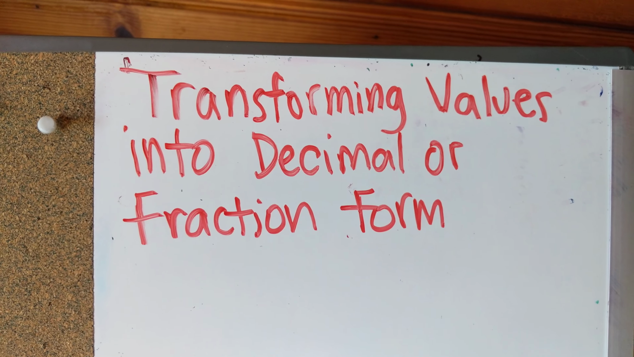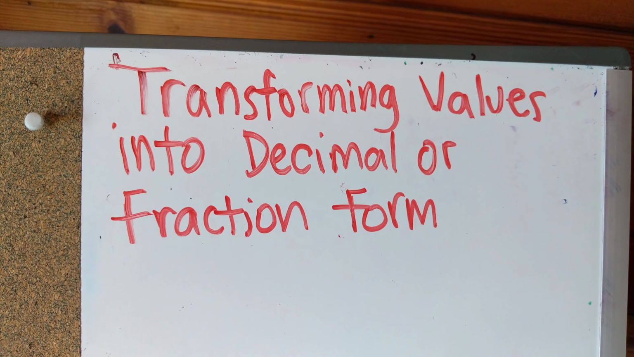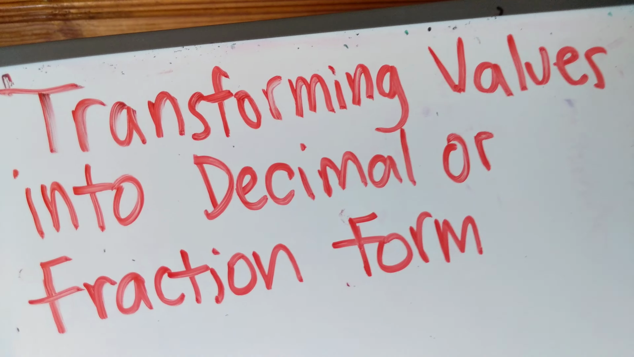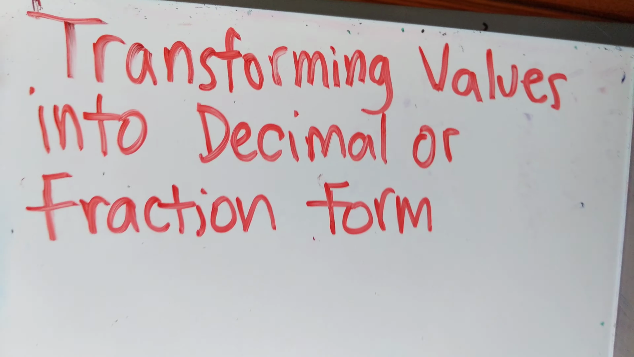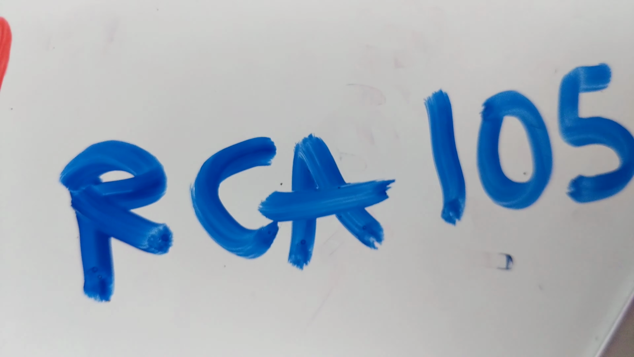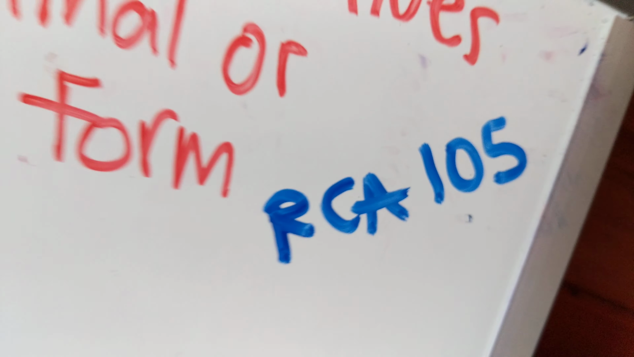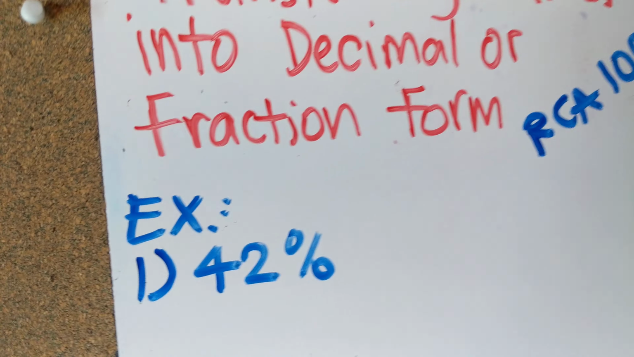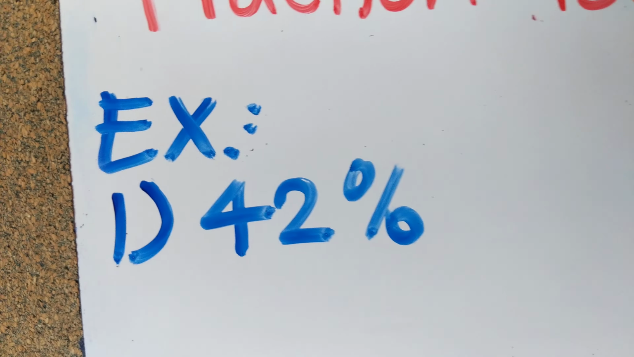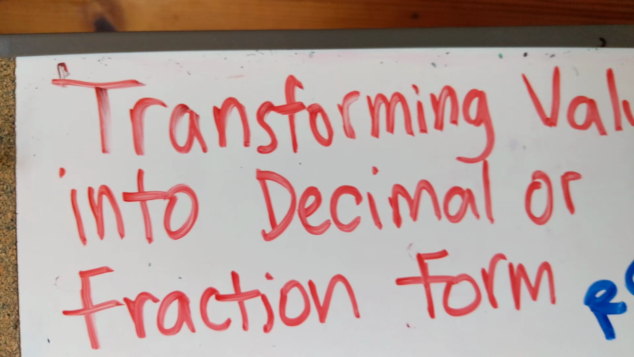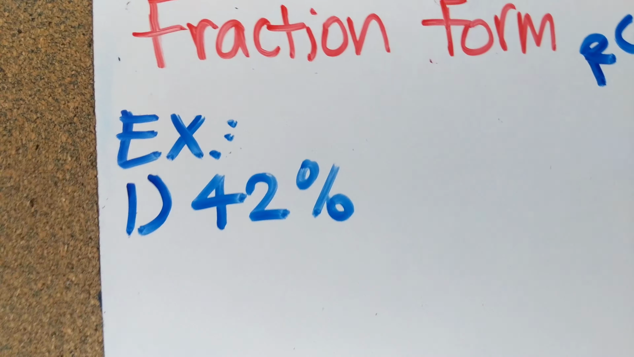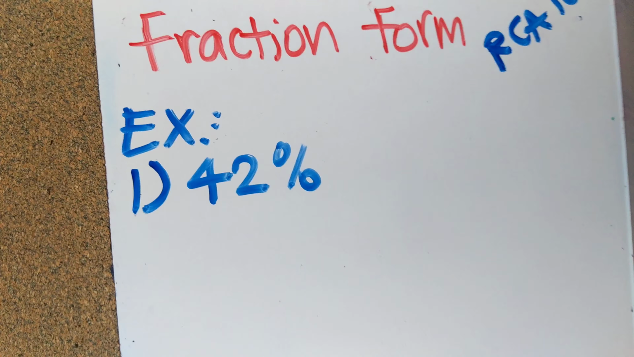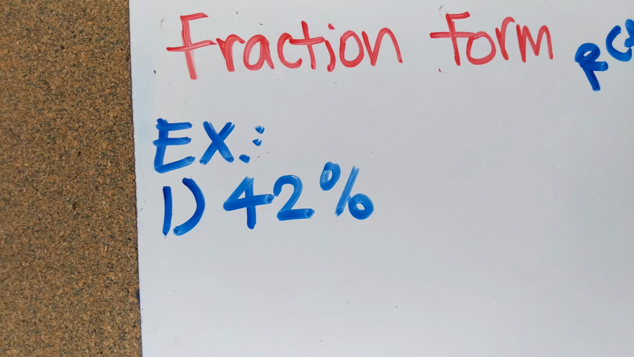Hello students, today this lesson will be about transforming values into decimal or fraction form. And this will help you for your RCA 105. Let's say they give you 42%. Therefore, you have to transform this value into a decimal or fraction. Alright, let's see. I'm going to do whatever is easier.